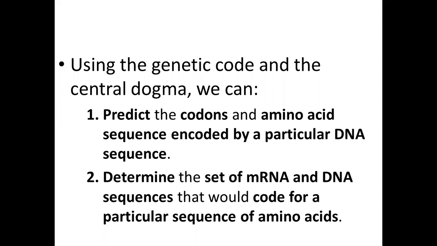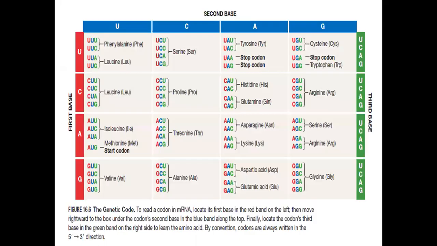And then we are also able to determine the set of messenger RNA and DNA sequences that would code for a particular sequence of amino acids. So sometimes we may have a sequence of amino acids given, and using that amino acid sequence of a polypeptide or a protein, we are able to work back so that we are able to determine the sequence in messenger RNA and DNA sequence. So the genetic code is quite important. It's important to us scientists. So this is simply showing the genetic code.